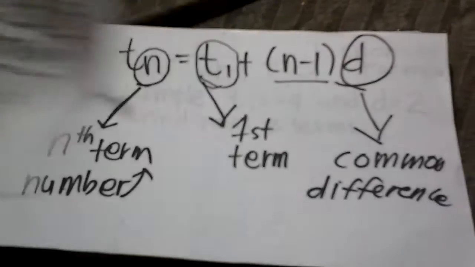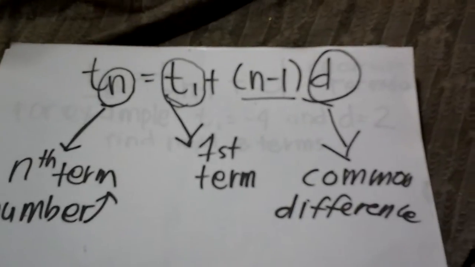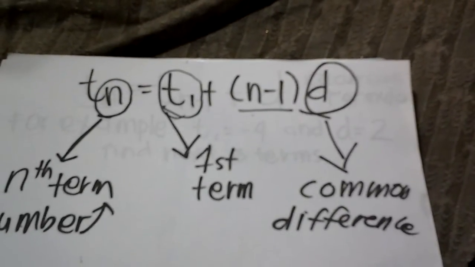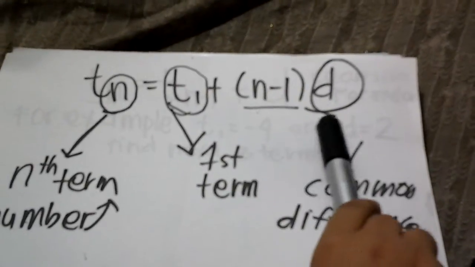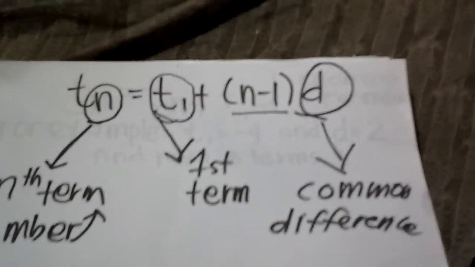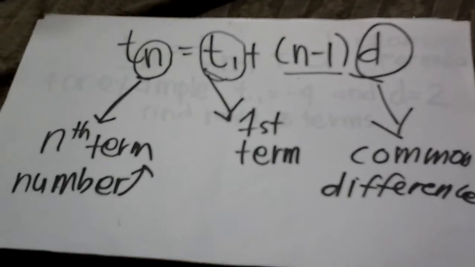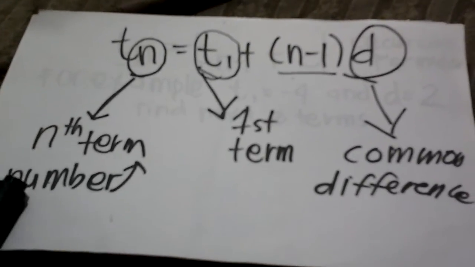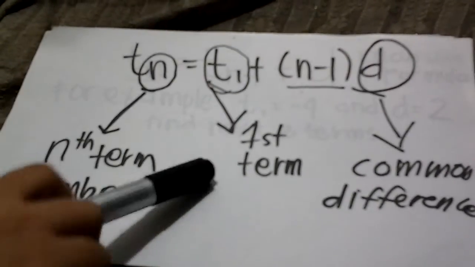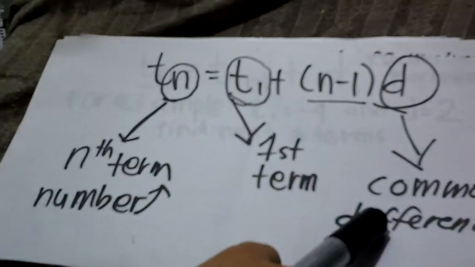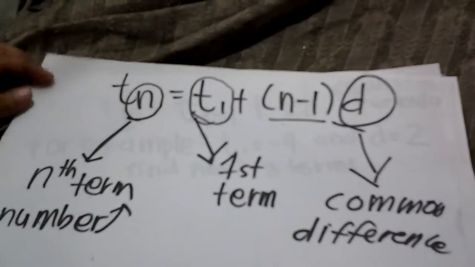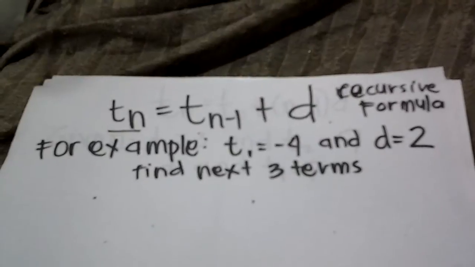It is represented by the equation t sub n is equal to t sub 1 plus quantity n minus 1 times d, where n is the number of the term, t sub 1 is the first term, and d is the common difference. There are two formulas used to find the terms of an arithmetic sequence.